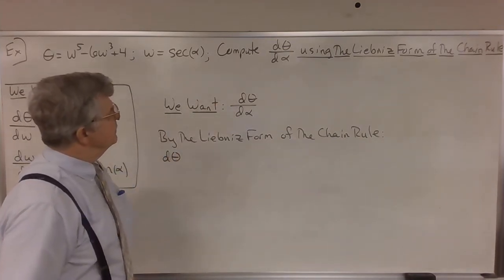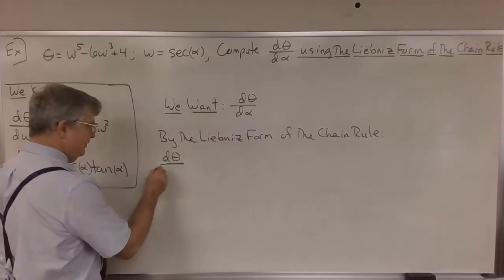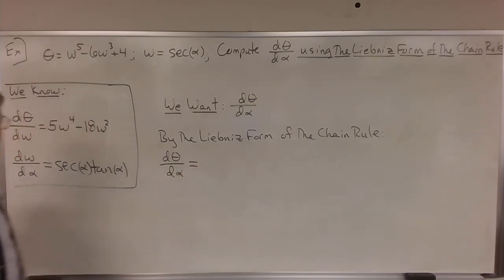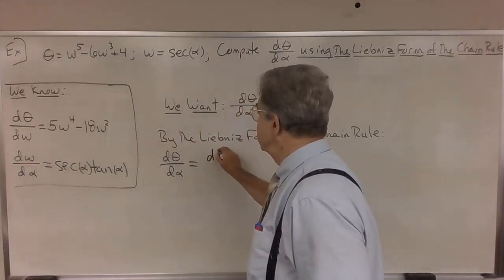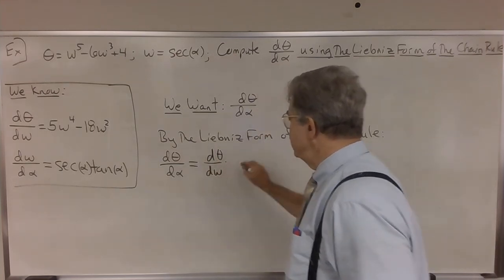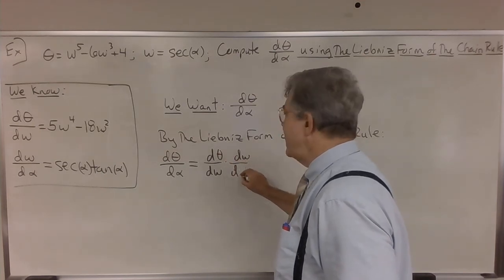We want d theta d alpha. And hopefully these two derivatives are exactly what we need. Let's see. D theta dw, dw d alpha. So I'll write d theta dw times dw d alpha.